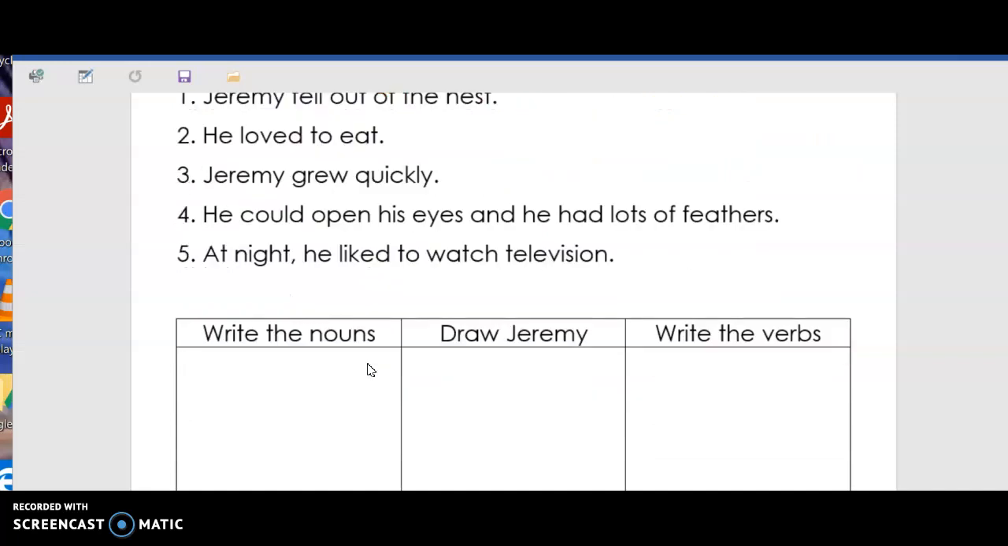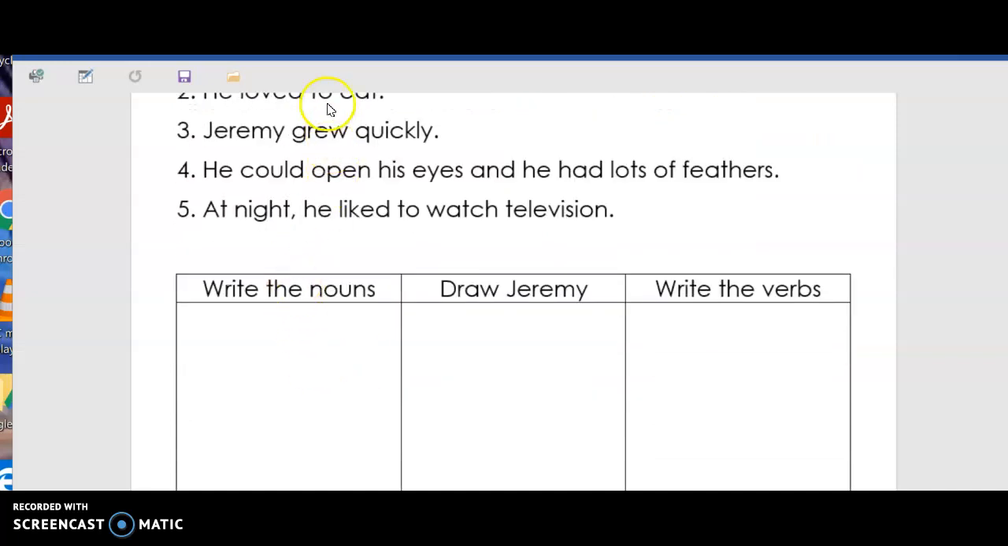When you've done that, then you look at what you have coloured in blue, and there'll be the nouns, and you write those words here neatly, one underneath the other. Then you go back, look at the words that are in red, they will be your verbs, and you list your verbs on this side, one underneath the other. And in the middle, you can draw Jeremy, the kookaburra.